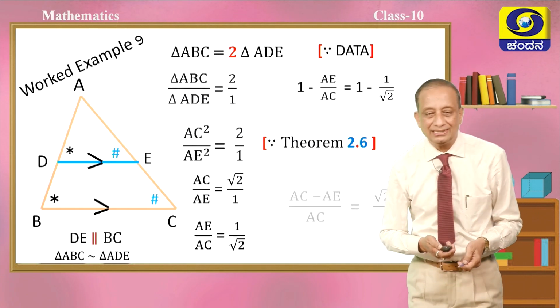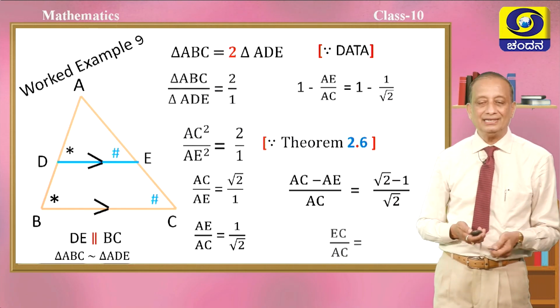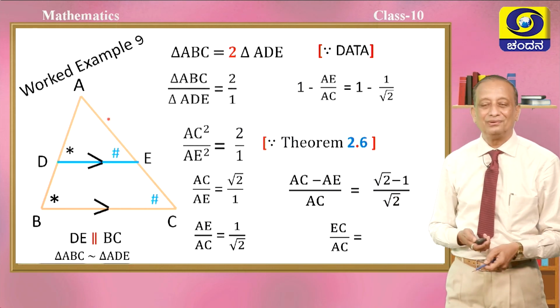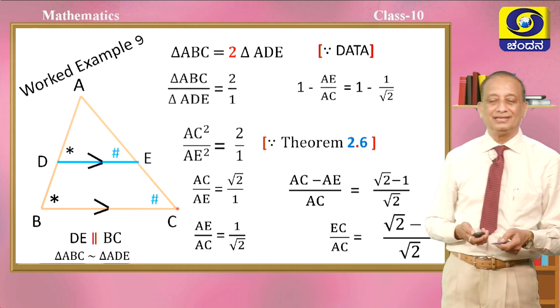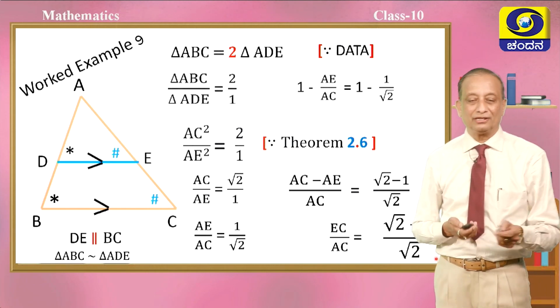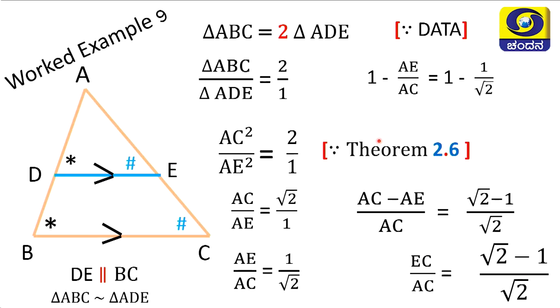So take LCM on either side and simplify. If you subtract AE from AC, you get EC only. So EC by AC is equal to root 2 minus 1 divided by root 2. So observe the figure: AE upon AC is 1 by root 2, whereas EC upon AC is root 2 minus 1 divided by root 2.